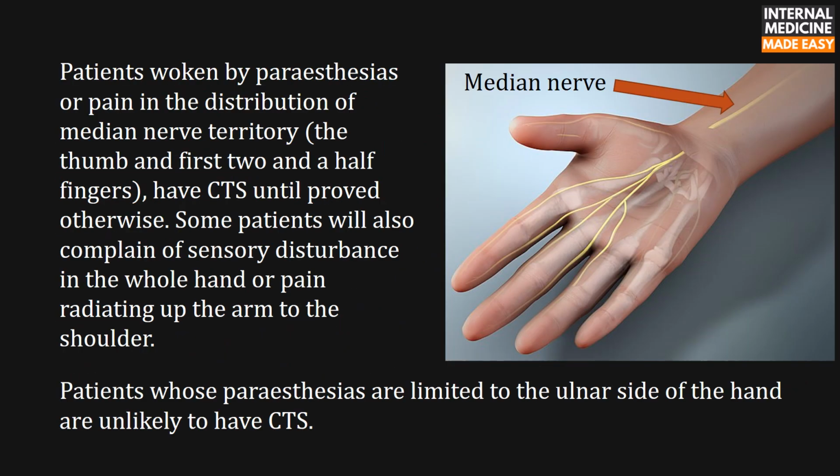Patients woken by paresthesias or pain in the distribution of median nerve territory, which includes the thumb and the first 2.5 fingers, have carpal tunnel syndrome until proved otherwise. Some patients will also complain of sensory disturbance in the whole hand or pain radiating up the arm to the shoulder. Patients whose paresthesias are limited to the ulnar side of the hand are unlikely to have carpal tunnel syndrome.